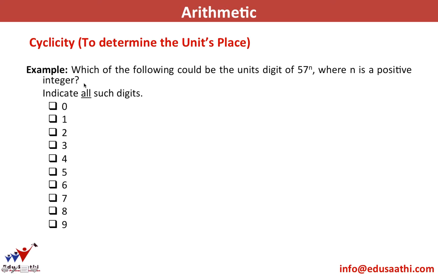Now let's look at a question. Which of the following could be the unit digits of 57 raised to power n, where n is a positive integer? Indicate all such digits. So I have to indicate all of these digits. Now what is it? It is 7 raised to power n.